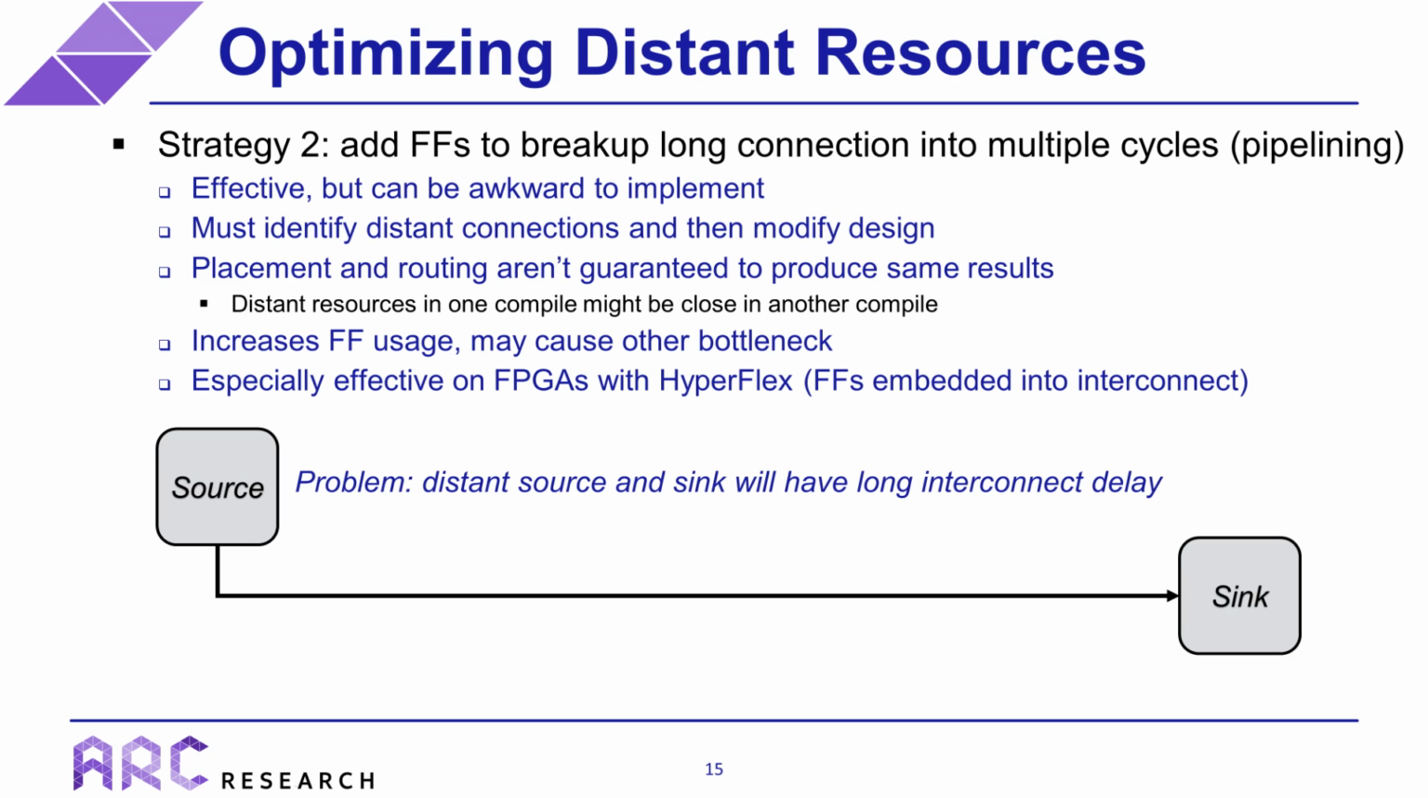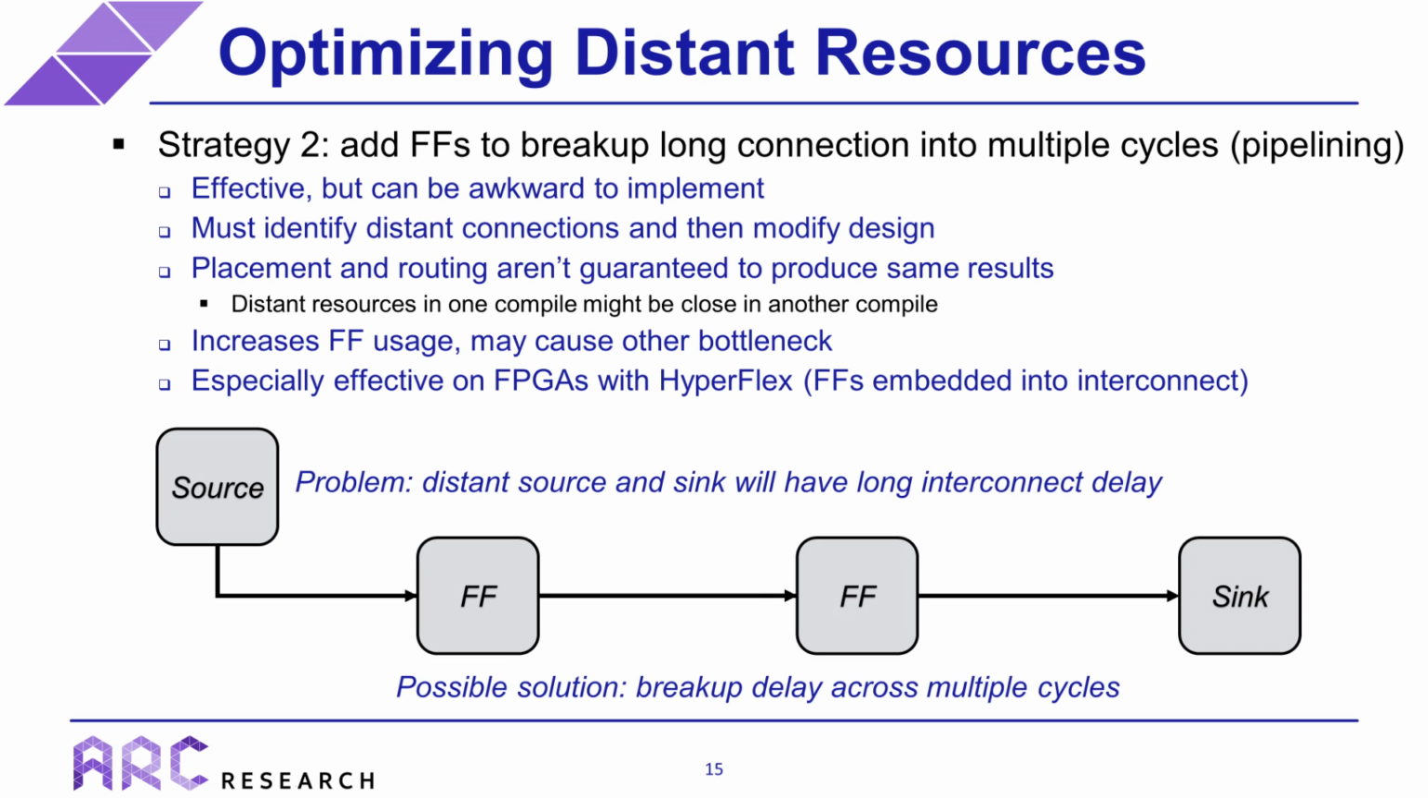Another strategy for reducing the distance between resources is to take a long routing path between a source and a sink and add extra flip-flops along that path. So this is another instance of pipelining, which we saw for logic delays earlier in these slides. Here, we're basically doing the same thing, but for interconnect delays, where we are sacrificing latency by adding extra registers to break up a long delay into several shorter pipeline stages.